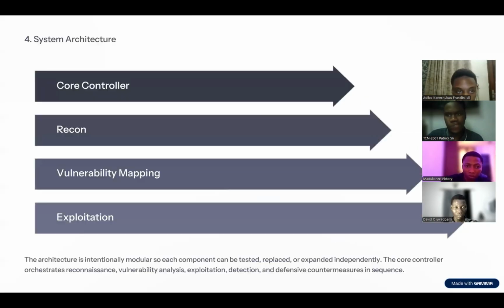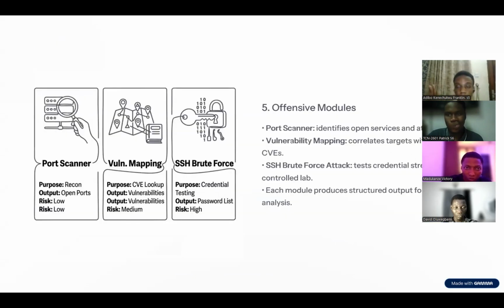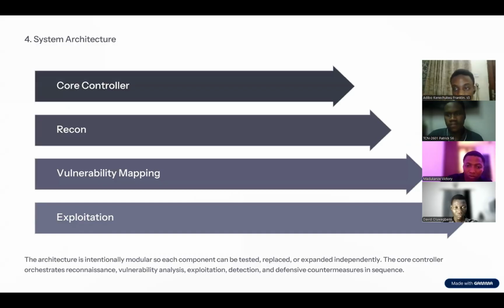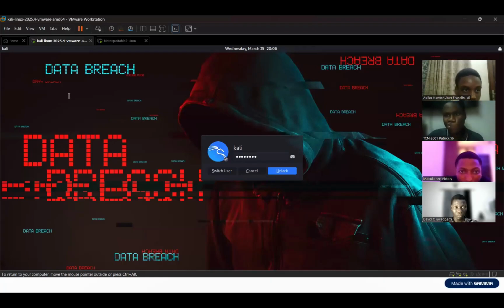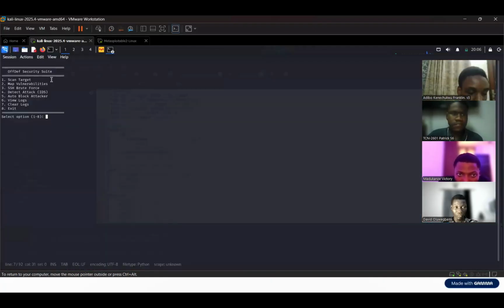Okay, so basically, this is the core structure. It is divided into three tiers. We have the core controller, the offensive module, and the defensive module. The core controller is responsible for navigating through the various options which Off-Dev Suits gives you. So I'm just going to demonstrate this. You can see this is the Off-Dev Suit. This is the core controller. It's basically a menu section in which you can choose between the various options, whether they are offensive options or defensive options. The second section is now offensive modules.